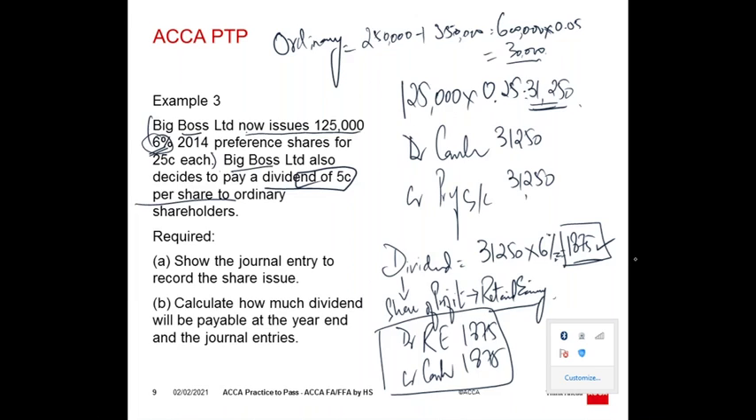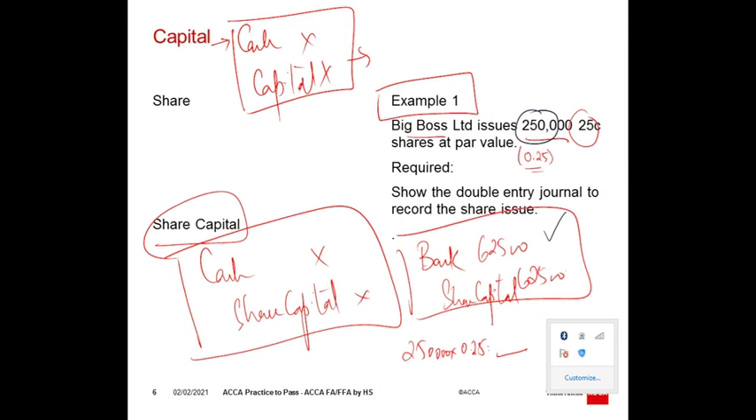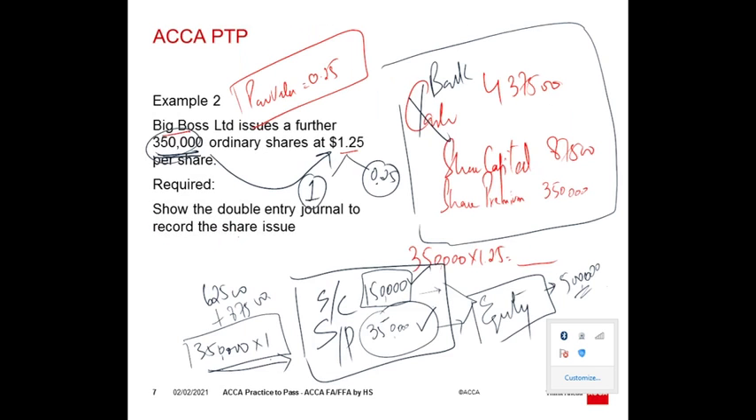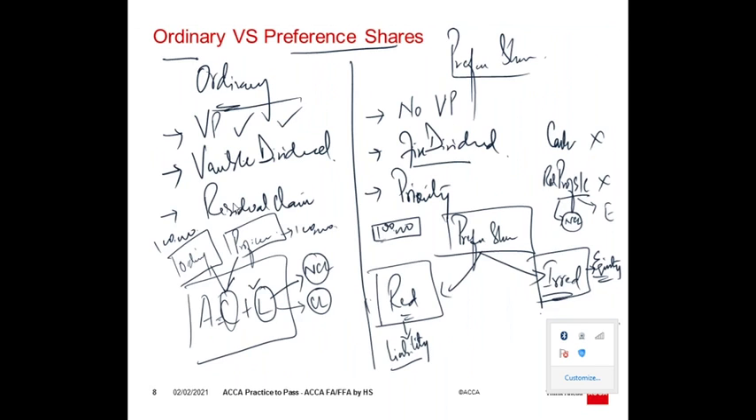Why is the total share 6 lakh? Actually, I have discussed already that question number 3 with the name Big Boss is related to question number 1 and 2. When we go back to question number 1, the company has issued 250,000 shares, and in question number 2, the company has issued 350,000 shares. So till today, the company has issued in total 6 lakh ordinary shares. And out of these 6 lakh ordinary shares, the company is going to pay 5 cents per share as a dividend. Is it clear?